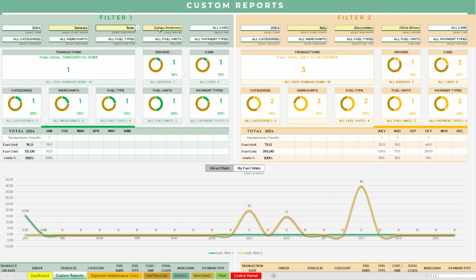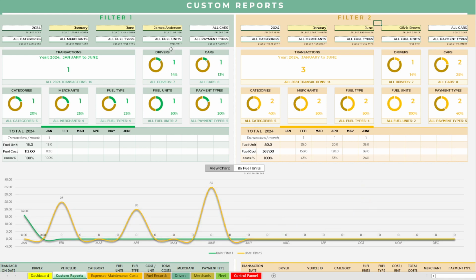For the first half of the year, how many transactions does James Anderson have in the first half compared to Olivia Brown? And let's change that to the same period, say 2024 January to June. And now we have a report directly based on the same period of time between two drivers from our employees. So we have James Anderson on the left side and Olivia Brown on the right side.